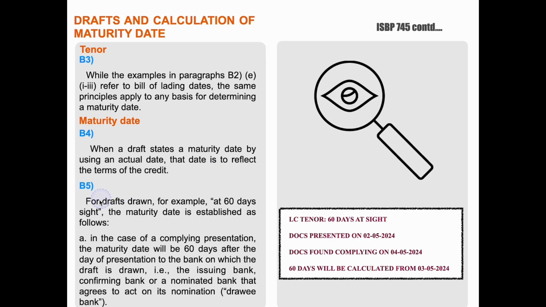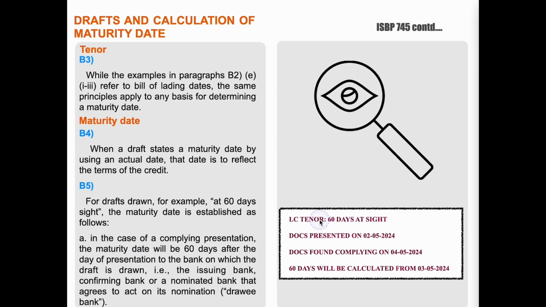Next one is for drafts drawn. For example, at 60 days sight, the maturity date is established as follows. Now, this is a little different. The previous tenors were like 60 days from BL date or 60 days from invoice date, whatever the case. But here it is mentioned as 60 days sight. Right, in such cases, how to interpret the maturity date? That is what is discussed further.